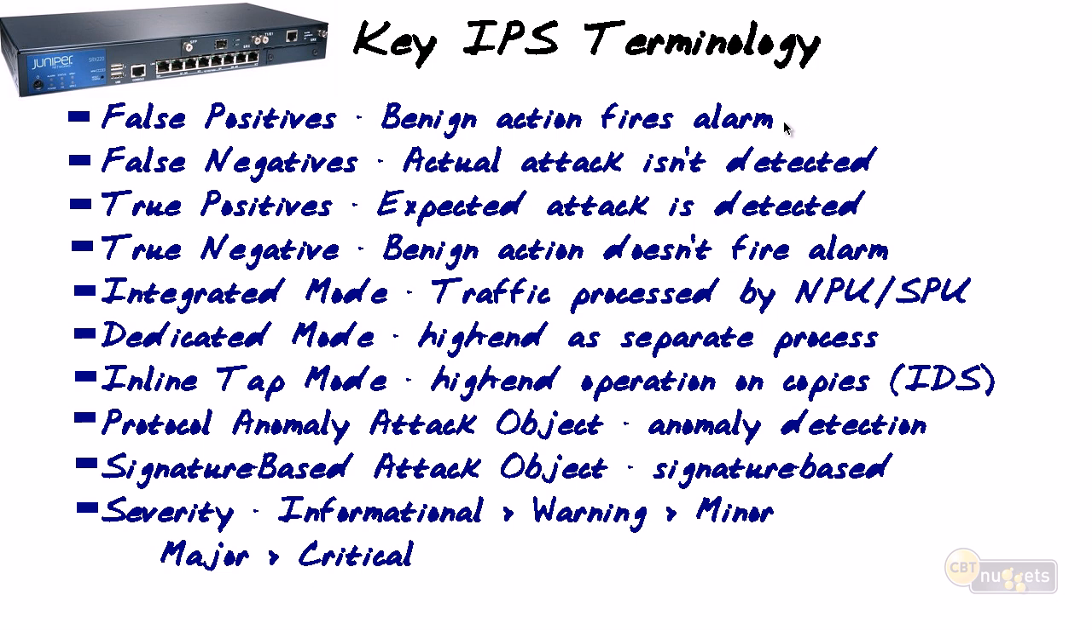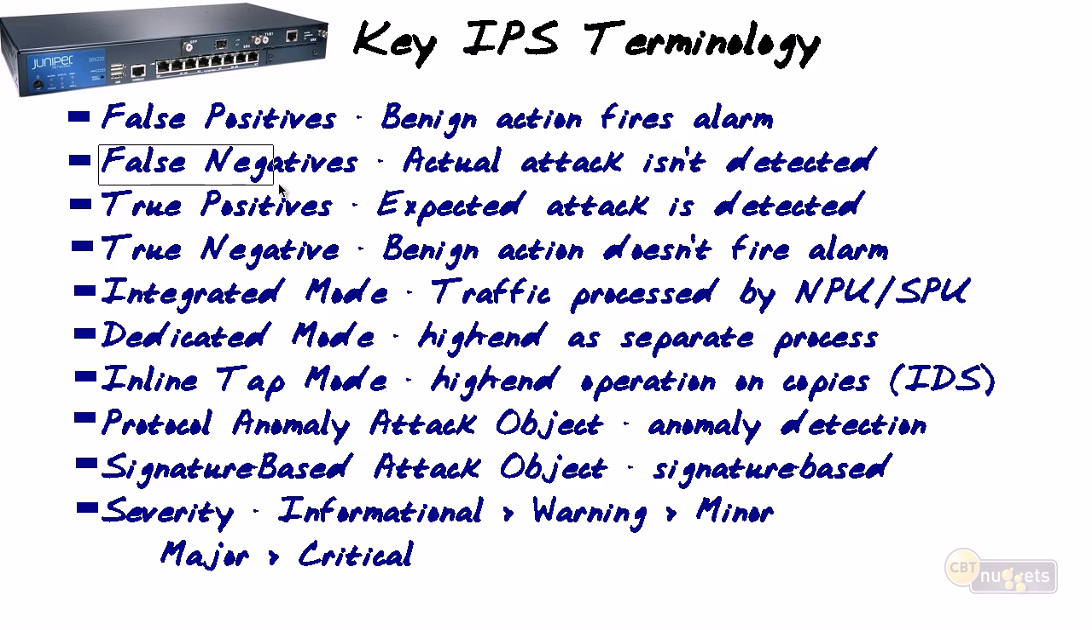Let's say you're applying IPS inspection to a firewall rule and it says, hey, I'm going to fire an alarm because this is an attack, but it's not really an attack. It's benign traffic. That's a false positive. And one of the goals of tuning our IPS environment is to try to reduce false positives as much as possible. Now, false negatives are really the opposite, okay? This means there was an actual attack. It really was a threat agent and it wasn't detected, okay? And we want to get rid of those as well too.